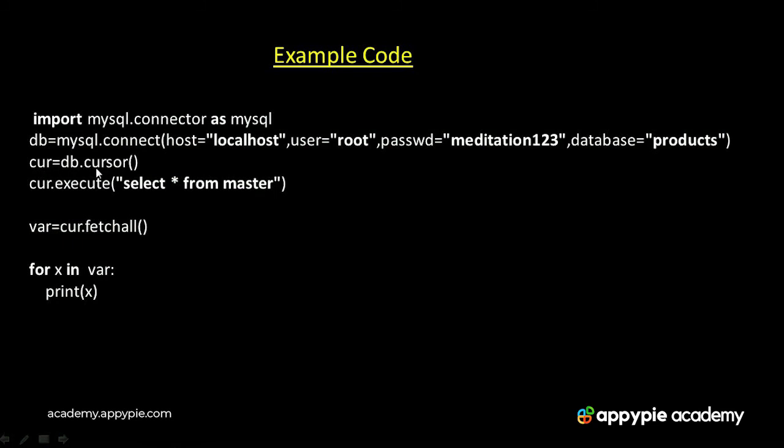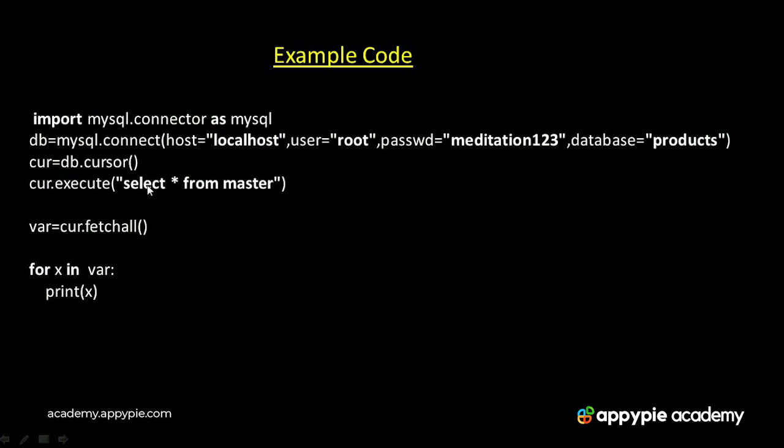Why? Because SQL queries are issued through the object of cursor. So cursor is a function which is executed through the connection object db.cursor, and I have given the name to the cursor object as cur. It could be anything. Then I will use execute method in order to execute the SQL query. I would write cur.execute. Again, I repeat it. cur is a cursor object. cur.execute select star from master.